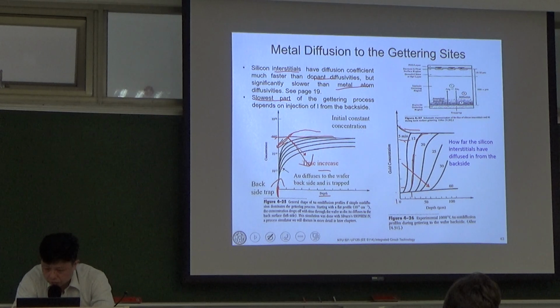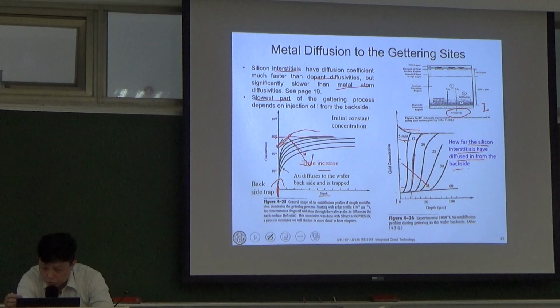And the dominant reason for this profile actually is how far the silicon interstitials have diffused from the backside, because we create some roughness on the backside, so that will generate a lot of I. So the I will move to here at a certain time, then begin to free this metal, and once the metal becomes interstitial metal, it will diffuse to this trapping site very fast.